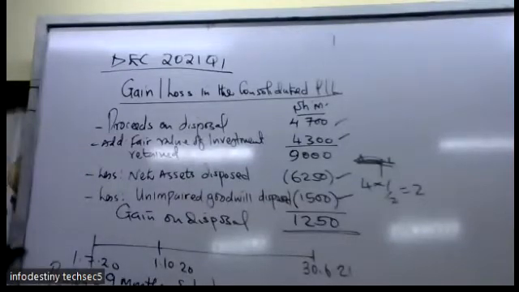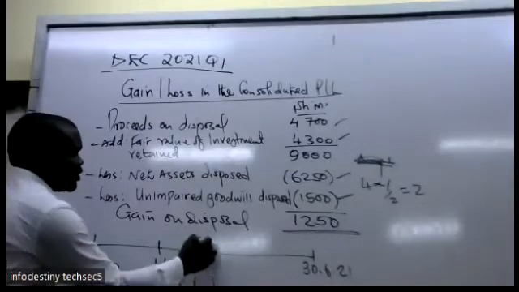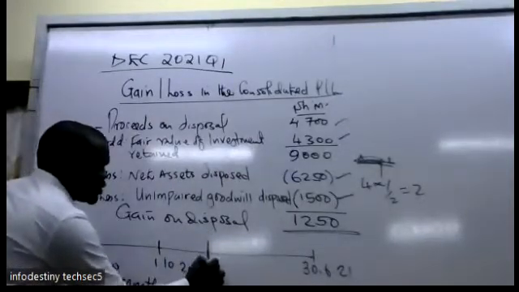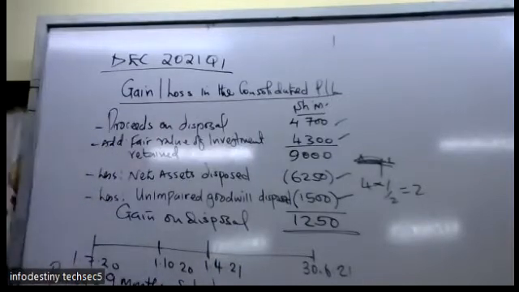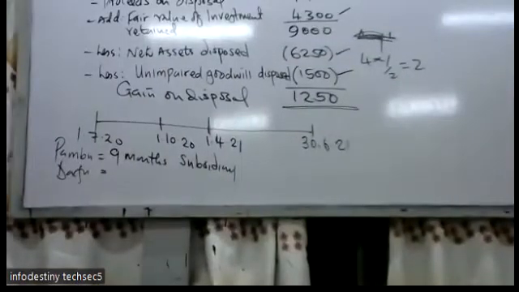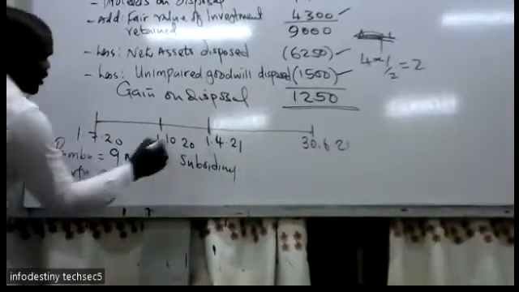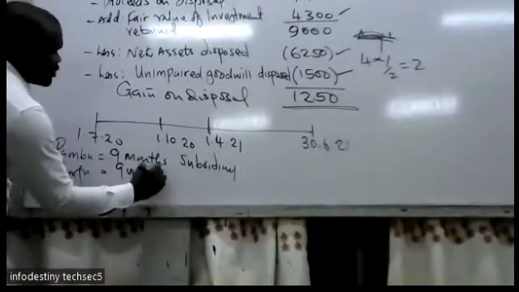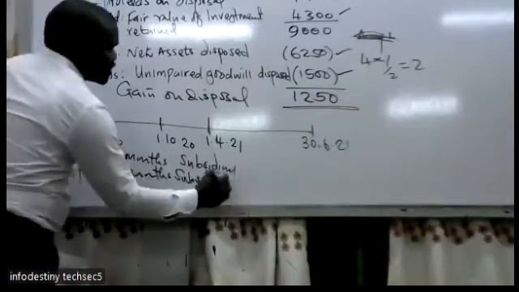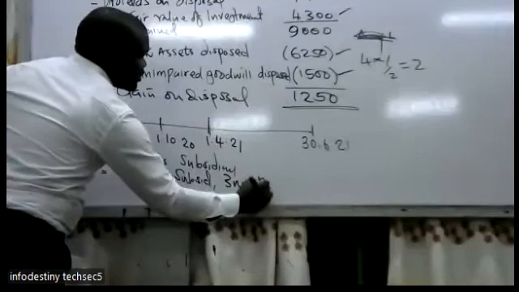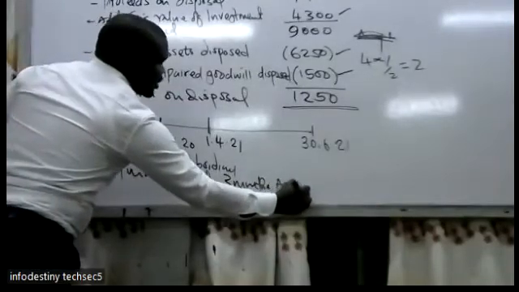Then this Dafu was disposed. It was disposed when? 1st 2021. So it was a subsidiary because they were controlling 100%. So you check, it was a subsidiary for how many months? 9 months from here to there. So 9 months subsidiary. How many months associates? 3 months associates. Correct.